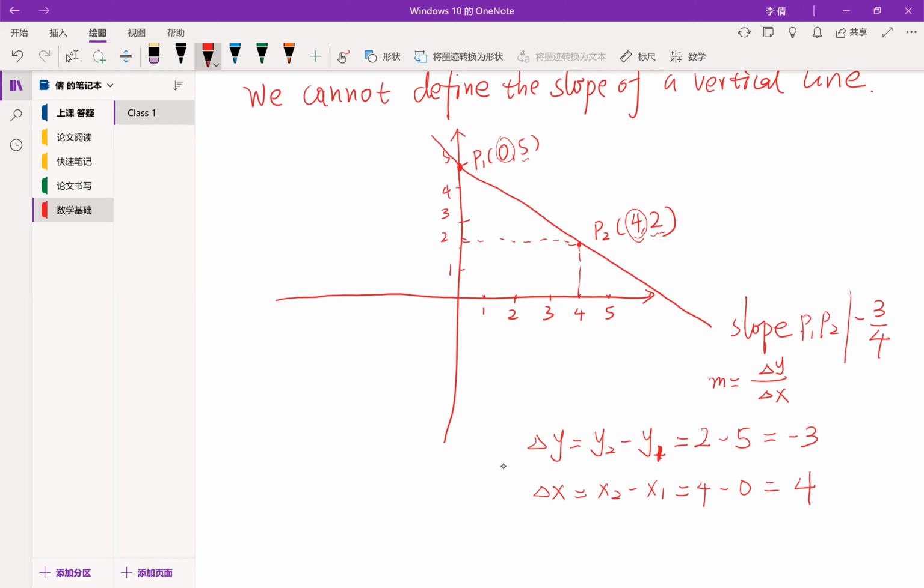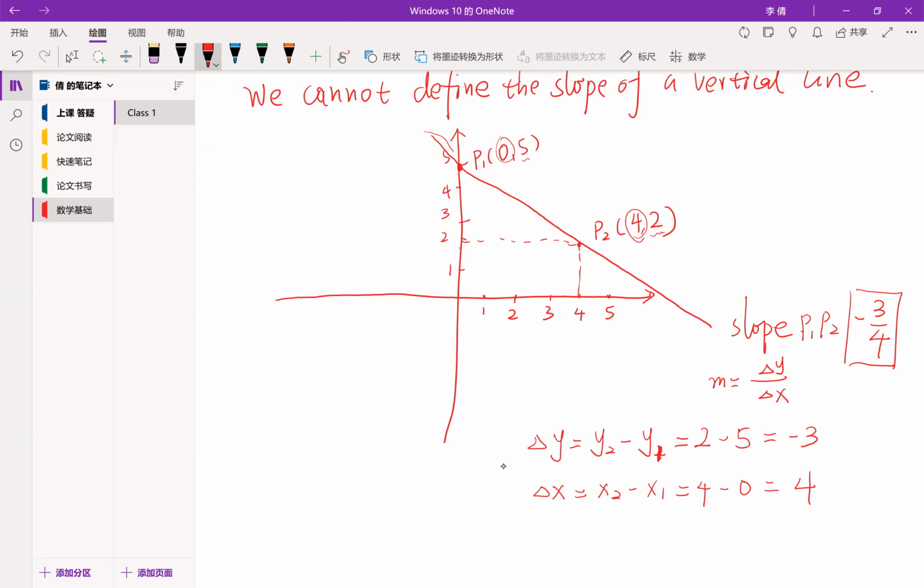So this is the slope of the line P sub 1 P sub 2. We see the slope of this line is a negative number, so this line is downhill. We see this line is downhill to the right. Okay, let's see another example.